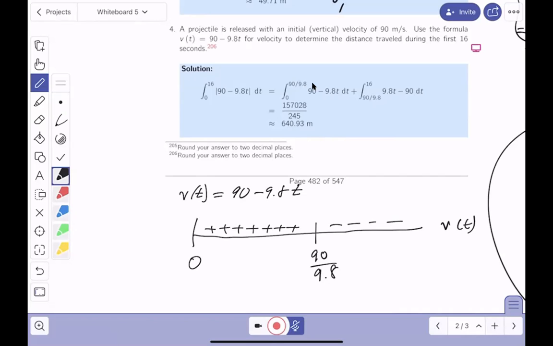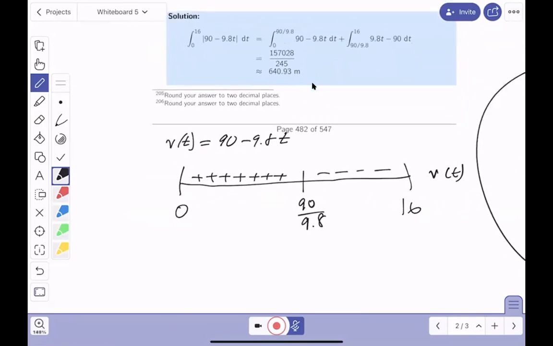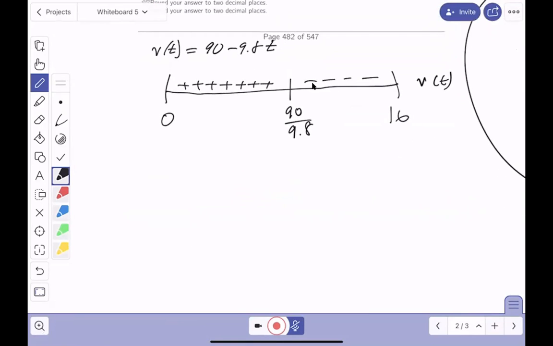So let's say a projectile released from initial vertical velocity, use the formula v(t) equals and so on, vertical velocity, distance traveled during the first 16 seconds. So let me say there's 16 seconds over here. How would I do that? Well, if it's going up, I'll write this over here. It's going to be the integration from 0 to 90 over 9.8 of 90 minus 9.8t dt.